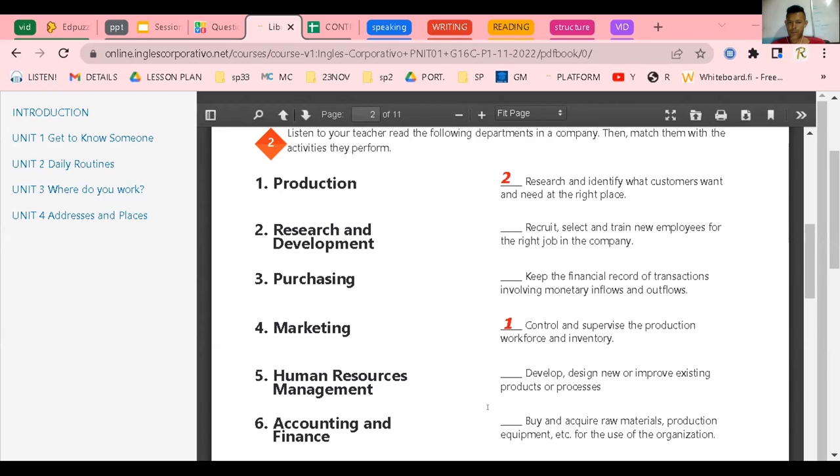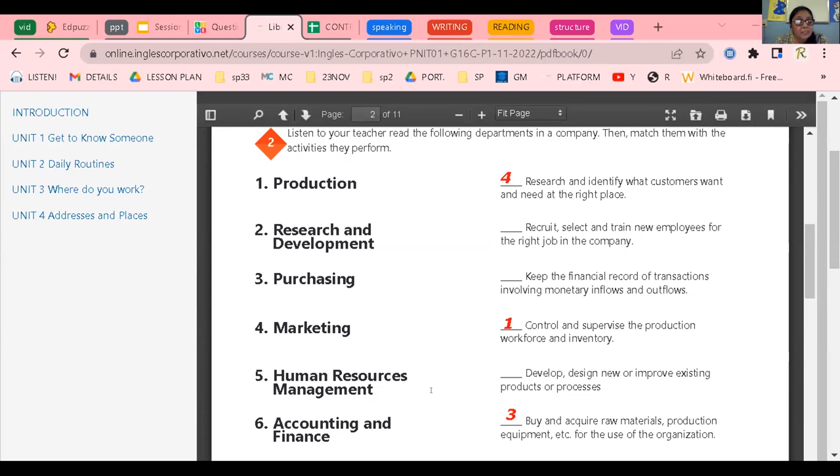Buy and acquire raw materials, production equipment for the use of the organization. Number four, marketing. Marketing is research and marketing is this one. Which one? The first one. Okay, so I think marketing is this one. That's four, right? Yes, okay. Four. So how about human resources?